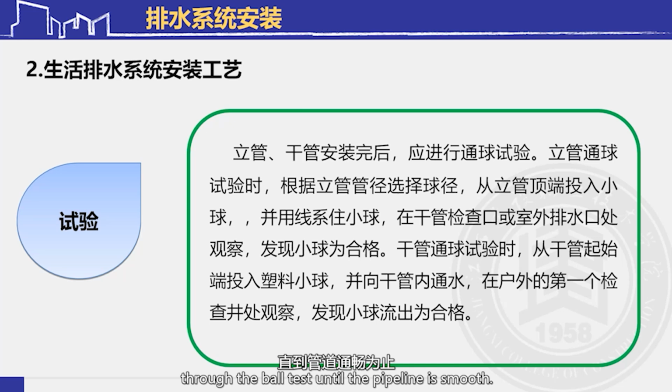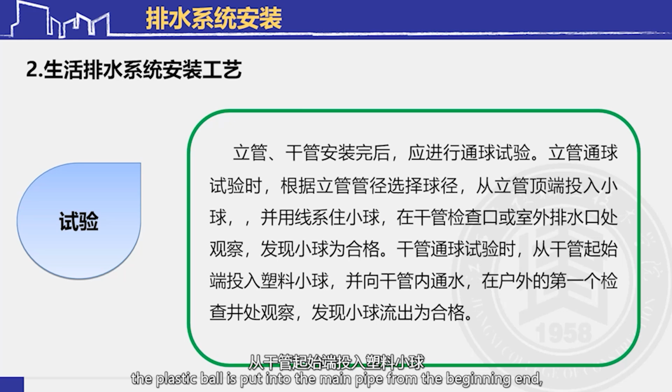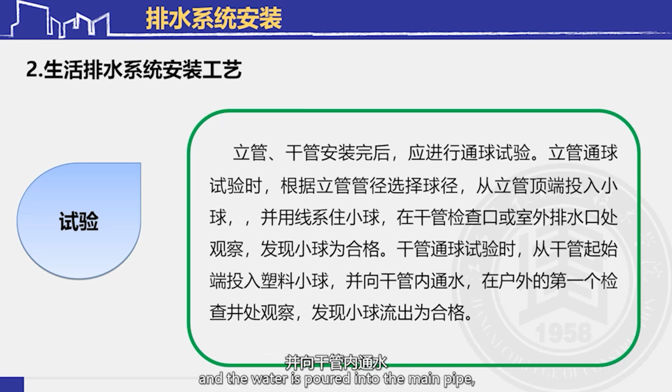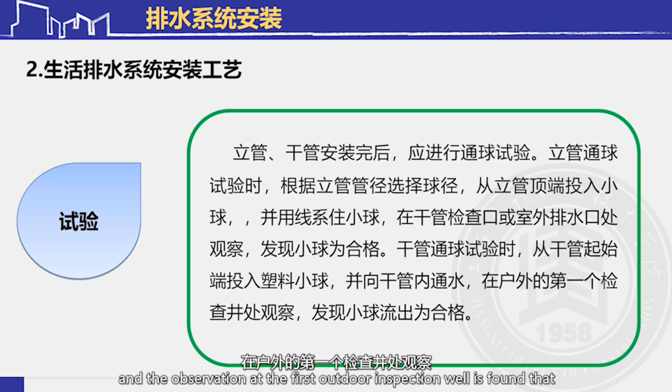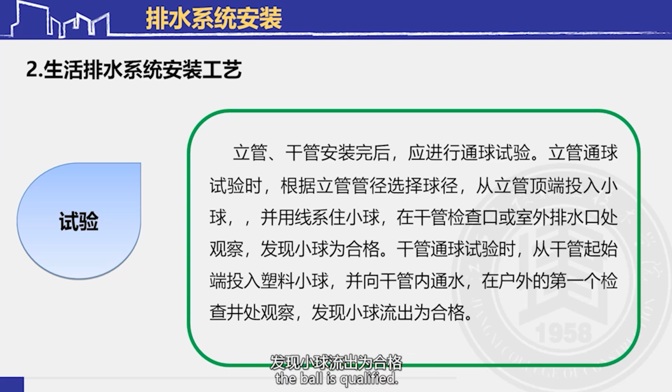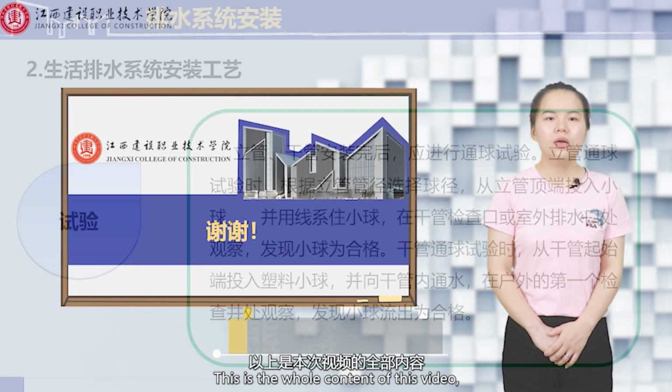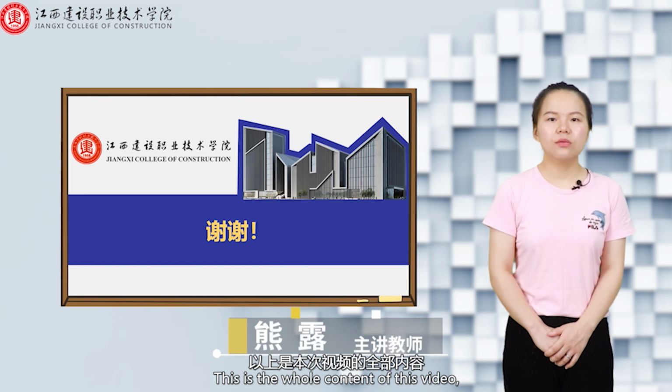the pipeline is smooth. In the ball test of the dent pipe, the plastic ball is put into the dent pipe from the beginning end, and water is poured into the dent pipe. And observation at the first outdoor inspection well shows the ball is qualified. This is the whole content of this video.